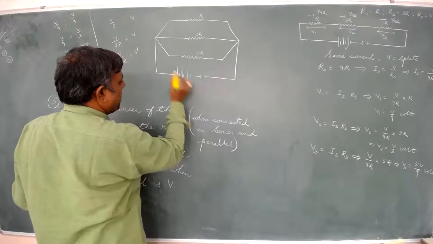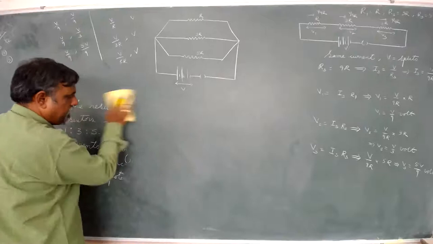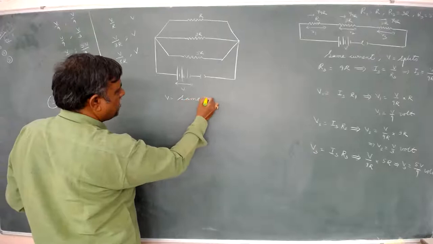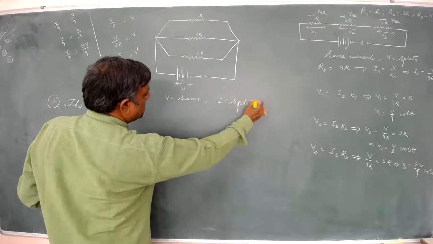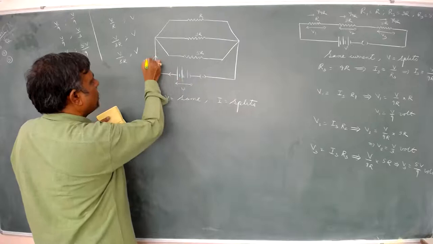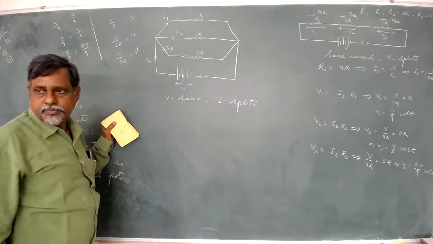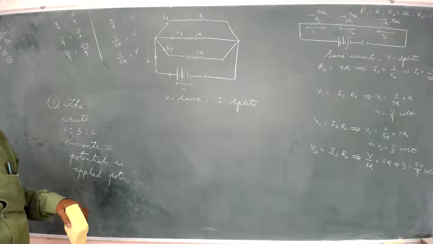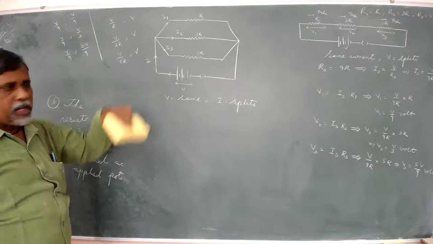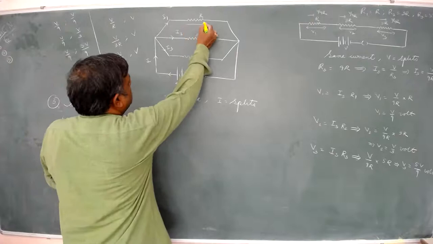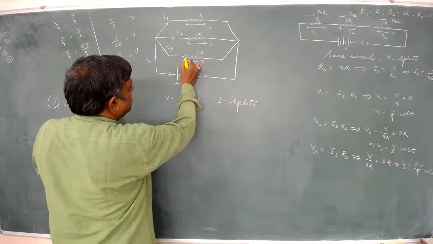Usually in the parallel combination, what do we know? The same potential will be there, so V remains the same, but current splits. The moment you plug in the key, the electric current I will be passing. This becomes a junction, so this becomes I1, this becomes I2, this becomes I3. Across this potential V, and even across this potential V.